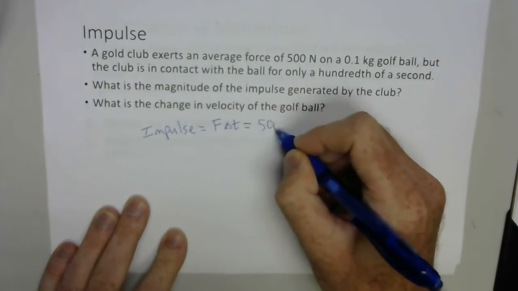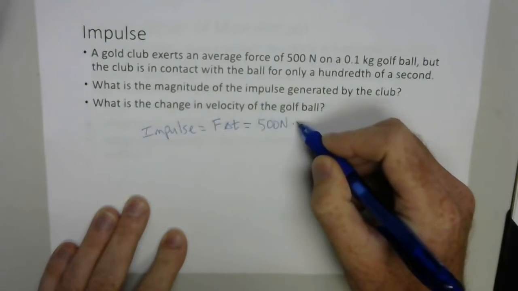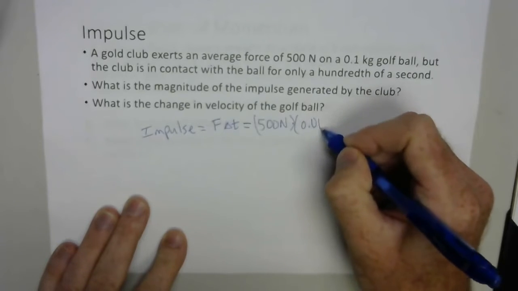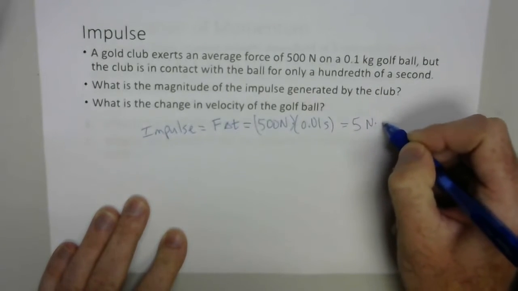So you're going to have your 500 Newton force times 100th of a second. So we're going to say 0.01 seconds, and you're going to get 5 Newton seconds.